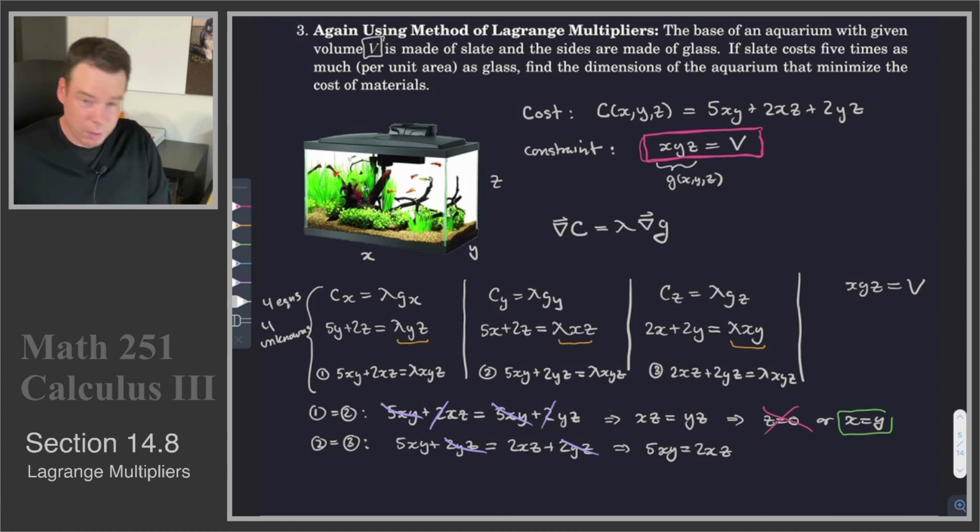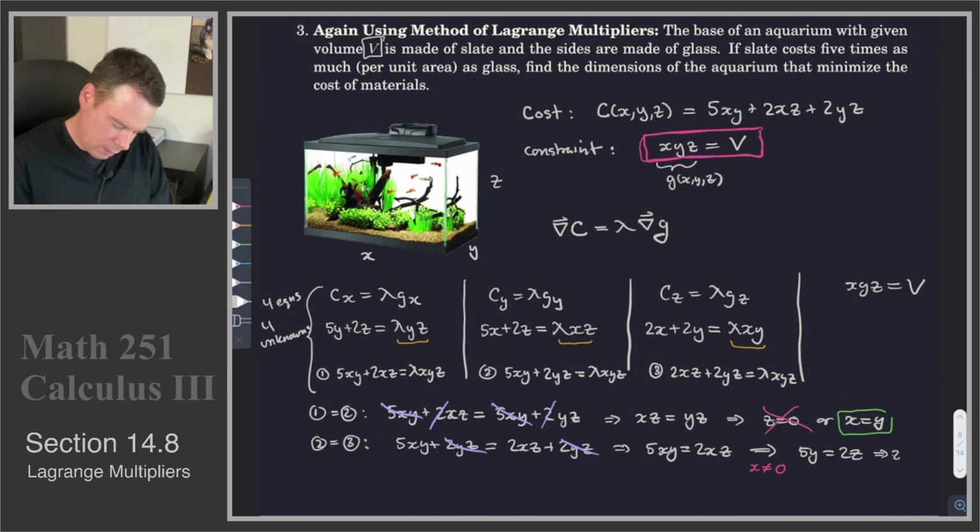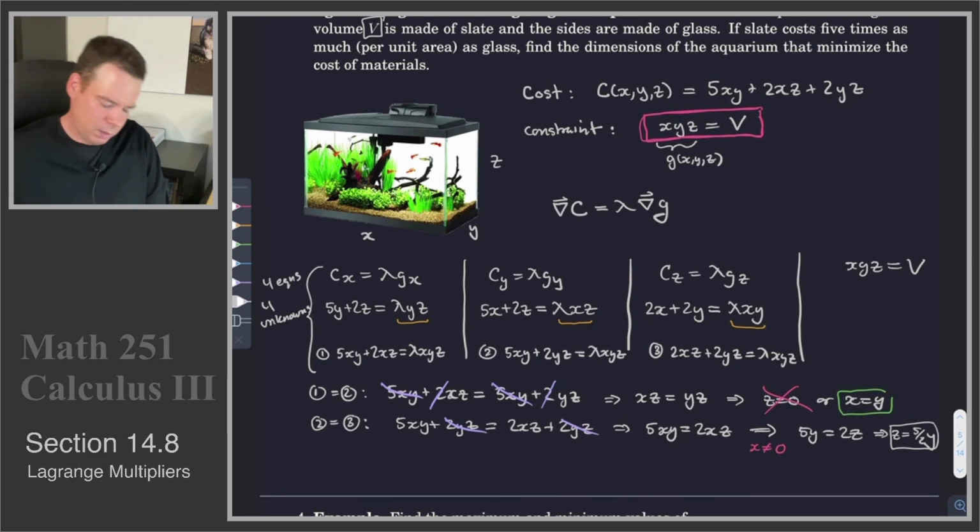Can x be 0? I'd really like to just divide both sides by x, cancel it off, or multiply by the reciprocal of x. And I can because I know x is non-zero. Why is x non-zero? Again, for the same reason z is not 0. If x were 0, then the volume would be 0. So because x is non-zero, we have that 5y is equal to 2z, or in other words, z is equal to 5/2 y. And there we go. We have that z has to be 5/2 y, and x has to be y. So we have this relationship between x, y, and z.